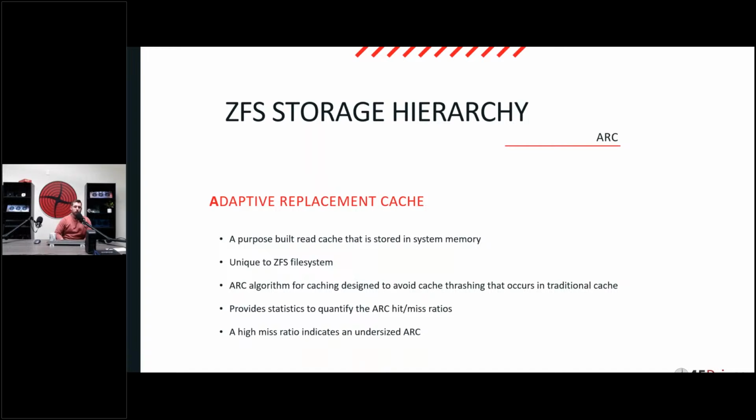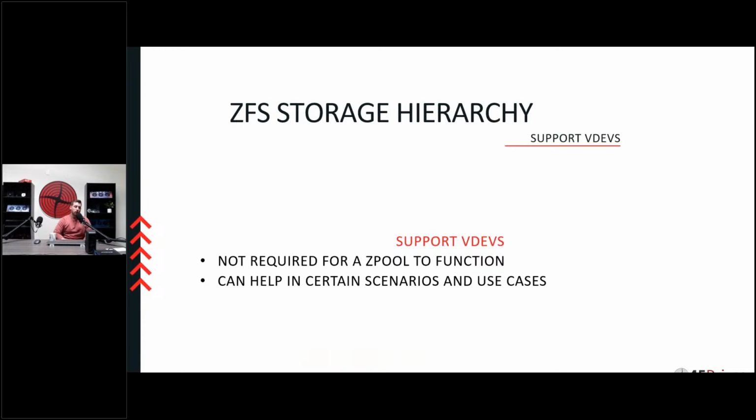90%, there's people that say 95. I mean, typically you don't want any misses, you want 100% hits, but of course, with workflows changing and everything, that might not always be possible, but a high miss ratio indicates an undersized ARC where adding more RAM to the system can definitely be beneficial. So support VDEVs. They're not required for a Z pool to function, but they can help in certain scenarios, depending again on your workflow, your data type, everything like that.